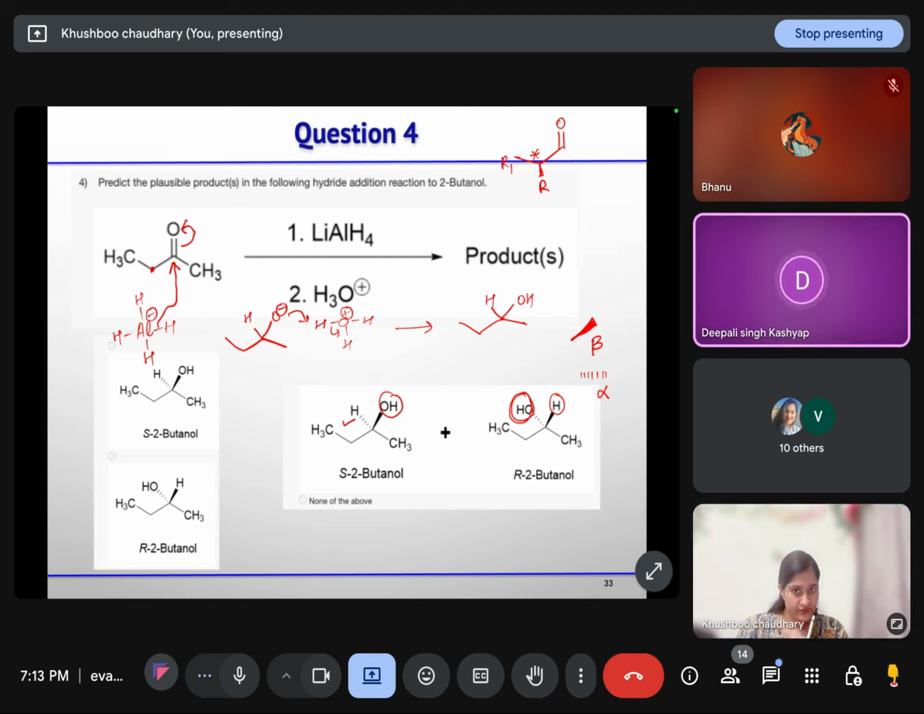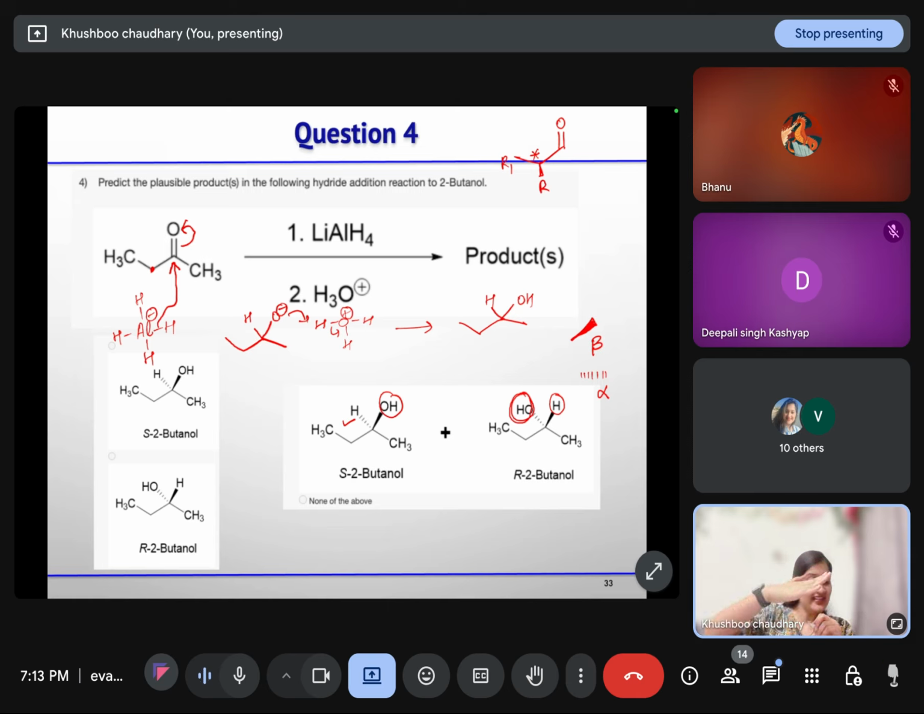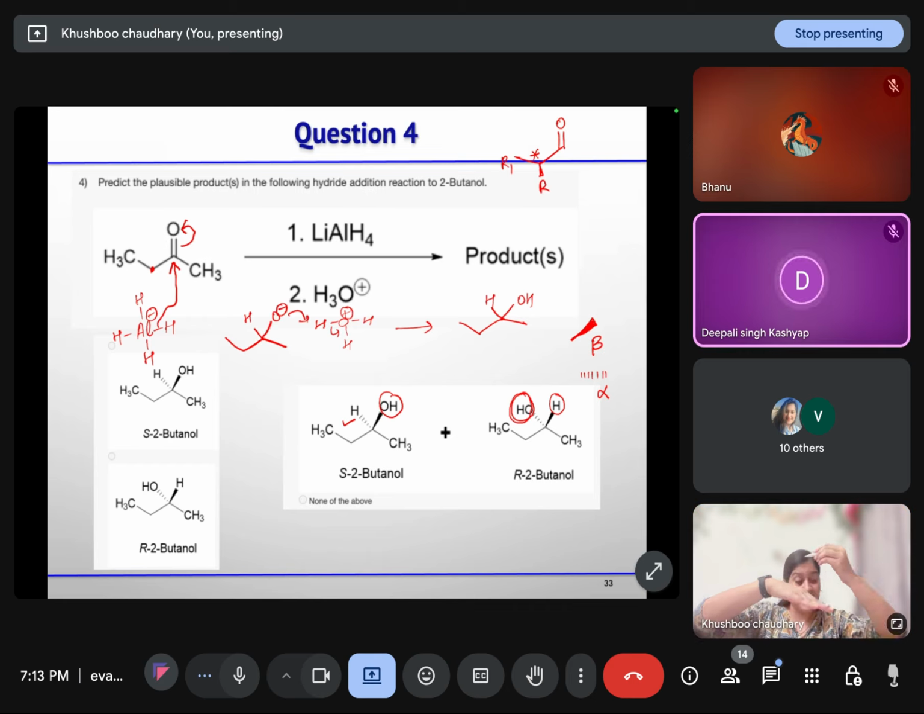Can you please repeat? Okay. This carbonyl carbon is planar. You have two substituents, one above and one below. Now, hydride can attack on this carbonyl center from above the plane and also from below the plane. If something is planar, attack can take place from above and from below. So if your hydride is coming from above, then this OH will go down. And if hydride is coming from below, OH will go above.